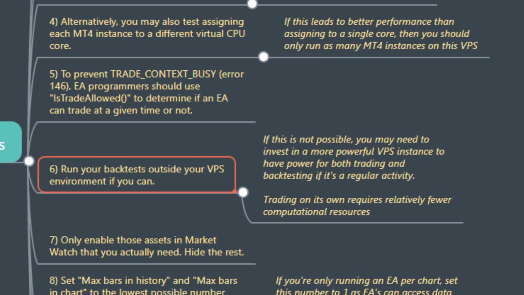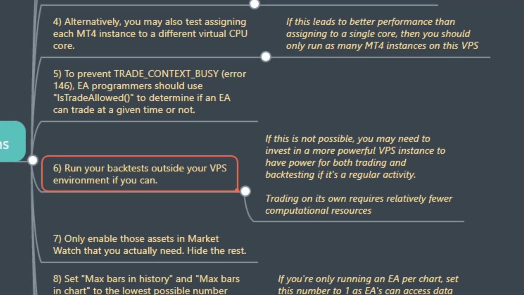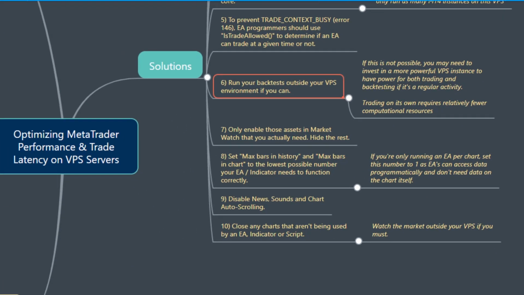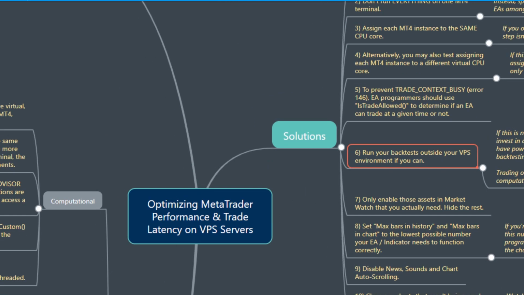And if there is no minimum, then setting them to 1 will enable your chart to have a lot less data and hence reduce the memory footprint that your terminal is exhibiting on your VPS server. As we talked about earlier, disable news, sound, and chart auto scrolling to get a slight bit more efficiency out of your usage. And finally, close any charts that aren't being used by an EA, indicator or script. And this is because it is a VPS at the end of the day.